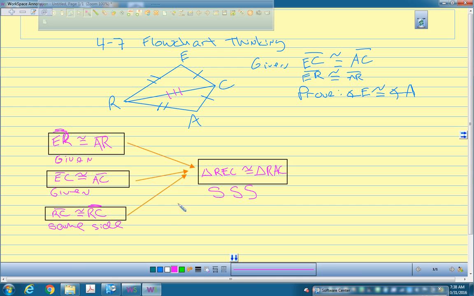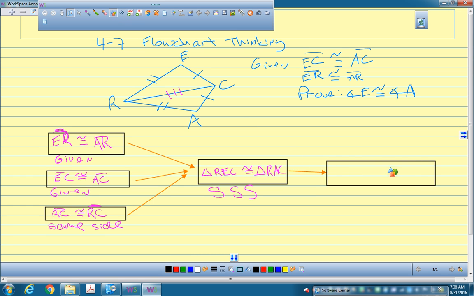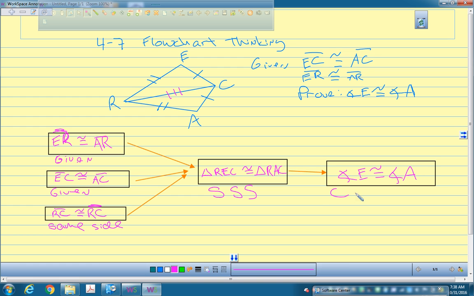Okay? So this is where you use those congruent statements for proving triangles. And then I have one more box, and the last box of your proof should usually be what you're trying to prove at the end. It should always be what you're trying to prove. So we're trying to prove that angle E is congruent to angle A because corresponding parts of congruent triangles are congruent. And that's the reason for that.